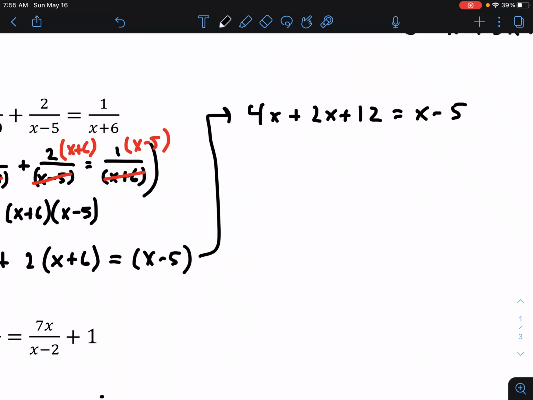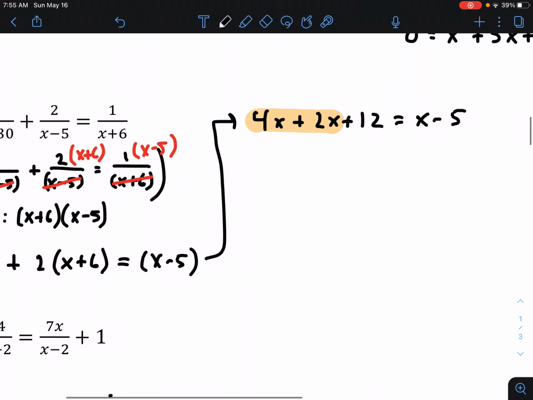Okay, so I want to get all the x's on the left-hand side, the numbers on the right-hand side. First thing I can do is combine like terms, though, so I'm going to combine these two. And so I have 6x, plus 12 equals x minus 5. Okay, I'm going to subtract x from both sides.